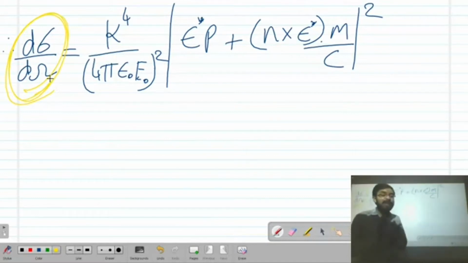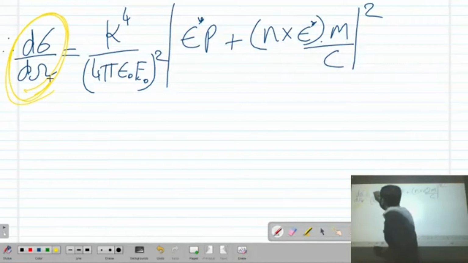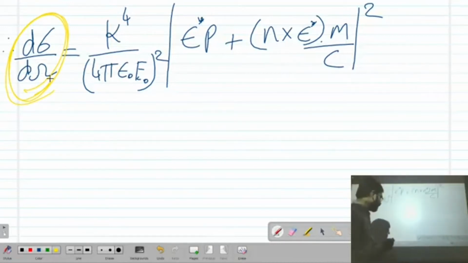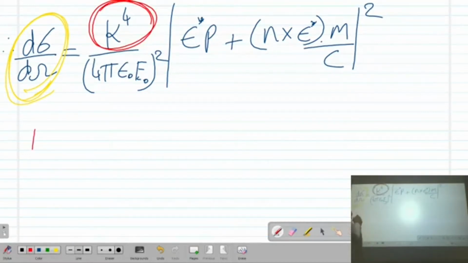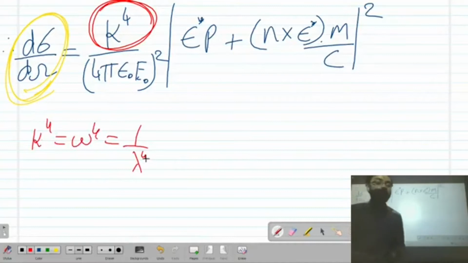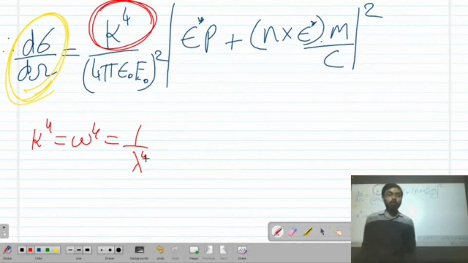Over here we have a very important relation that you can find, that it varies with k raised to 4, while you know that k raised to 4 is omega raised to 4 over c raised to 4, which is 1 by lambda raised to 4, because k is nothing but omega by c. We have seen in the previous derivation that k is omega by c. So it varies with k raised to 4 and inversely with lambda raised to 4, and it proves that higher frequencies are scattered more as compared to low frequencies.